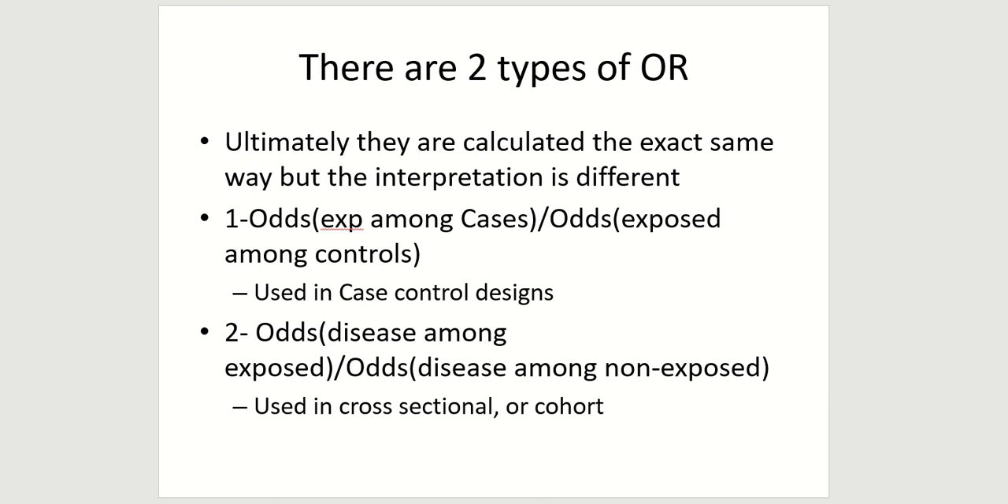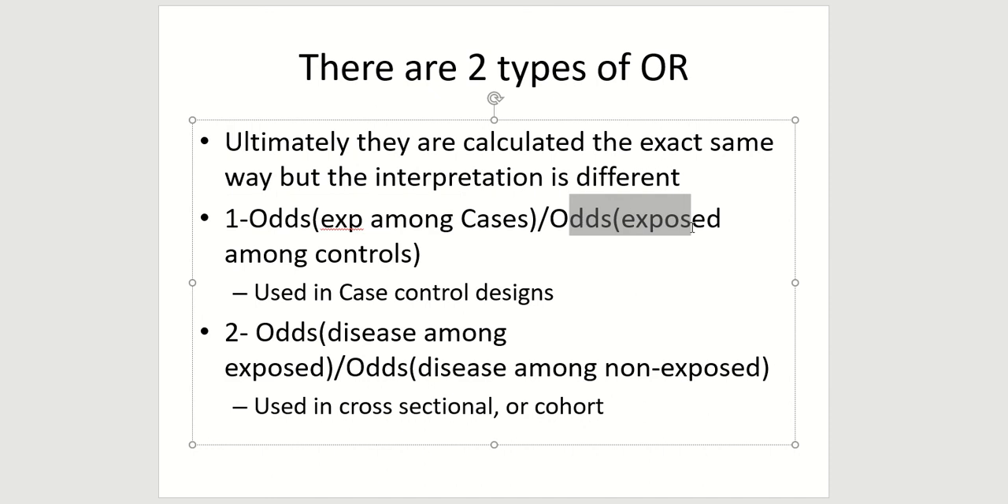That takes us back to what I just mentioned about the two types of odds ratios. We have one type that is calculated in a case control design. This is the odds of exposure among the cases over the odds of exposure among the controls. This is used in a case control. As for the odds of the disease in the exposed over the disease in the not exposed, this is calculated in a cohort or RCT. Also, it can be calculated in cross-sectional designs as well.